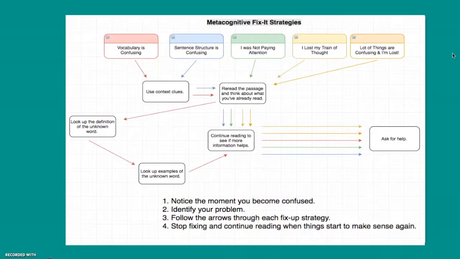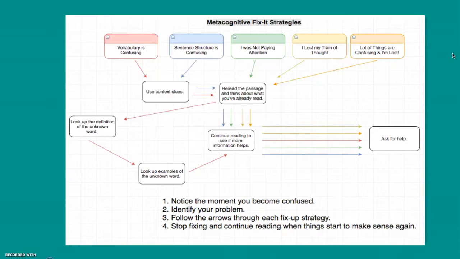You can use this with any text. The idea is that students continue to notice when their comprehension fails, and each time it fails, determine why. Then they follow the flowchart through the fix-it strategies for the reason they identified. The arrows are color-coded to match the reason for confusion, so they should just follow the arrows through one possible fix-it strategy. If that doesn't work, they move to the next one. If that doesn't work, they move to the next one, and so on.